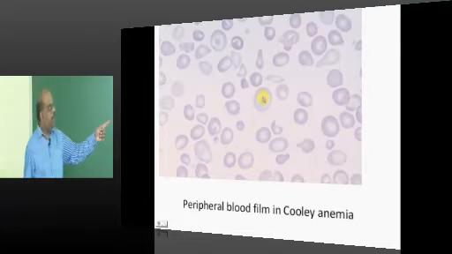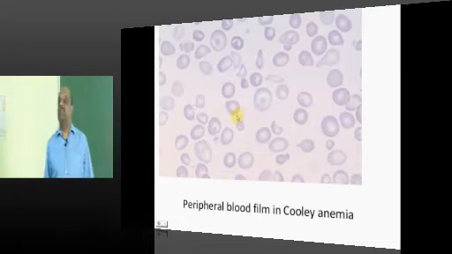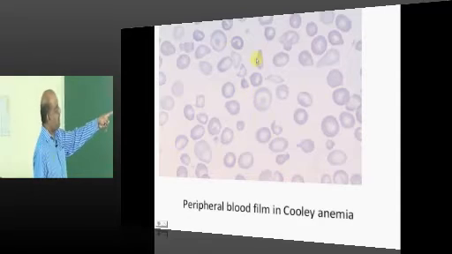This is another example of target cells, which can also be seen in the case of thalassemia major, as what we have discussed yesterday, the target cells.